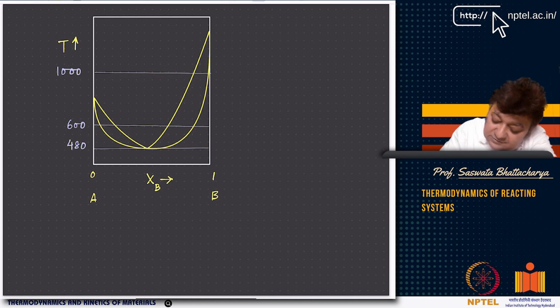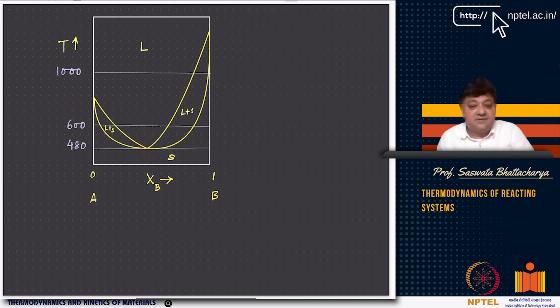So at 1000, as you can see, there is a single coexistence. This is the liquid phase, this is the solid phase, and this is liquid plus solid, and again you have a liquid plus solid. Now as you can see at 480, this is a special point where liquid and solid of the same composition coexist, right?